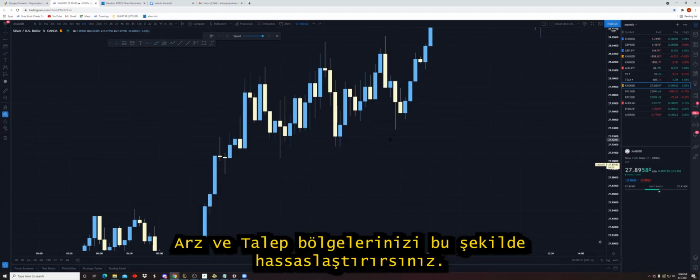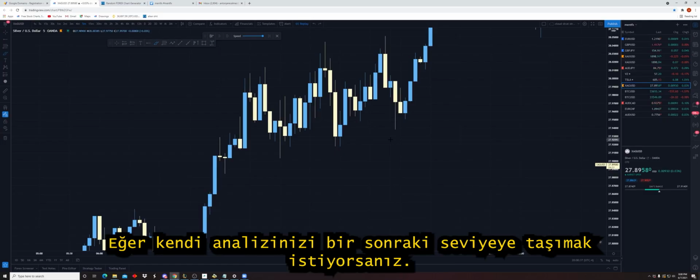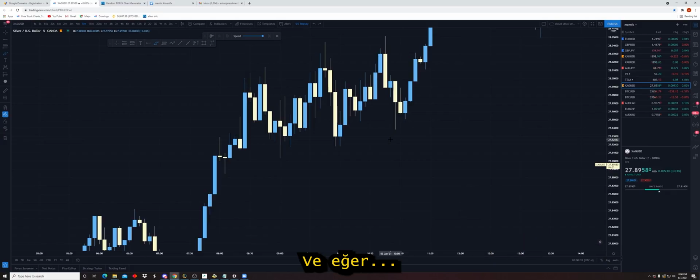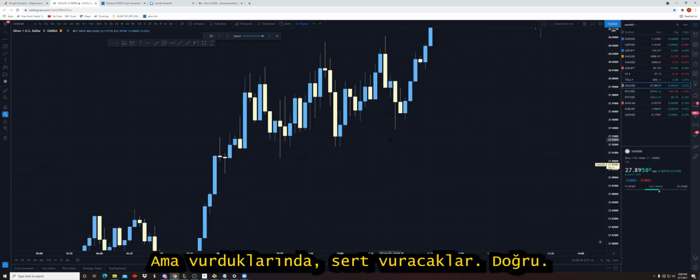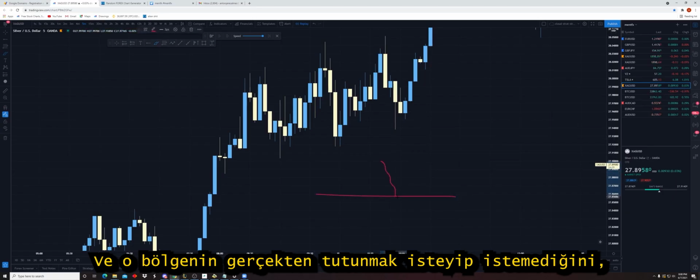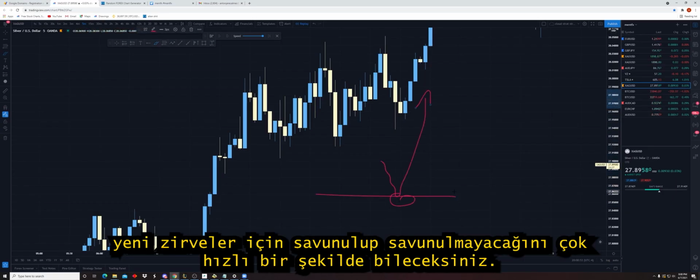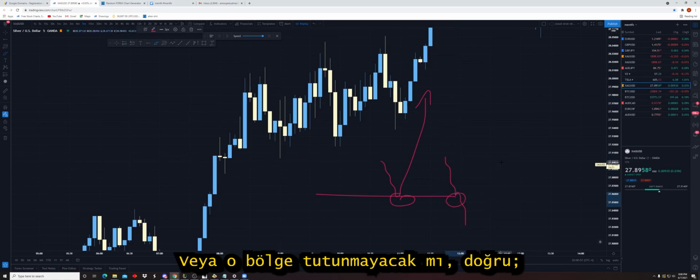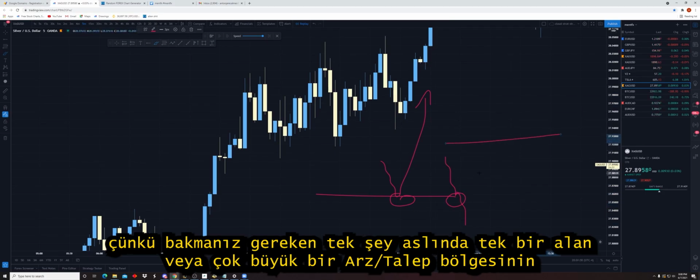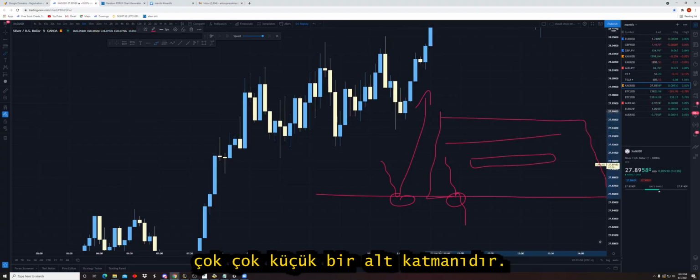So this is how you refine your supply and demand zones if you want to take your own analysis to the next level. If you want to be a trader that gets involved a lot, and it might even keep you out of the trades a lot of the time, but when they hit, they'll hit hard, right? And you'll know very quickly if that zone wants to actually hold to be defended for new highs, or if that zone is not going to be holding, right? Because all you have to look at is pretty much one area or a very, very small substrata of what was a very large SND zone.